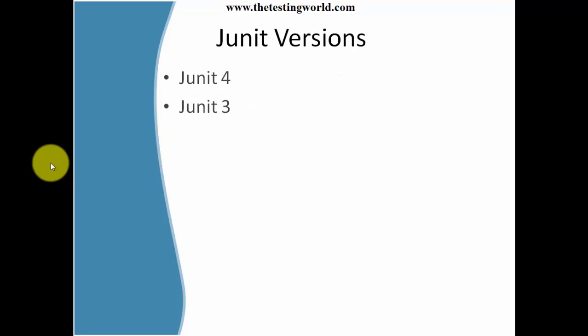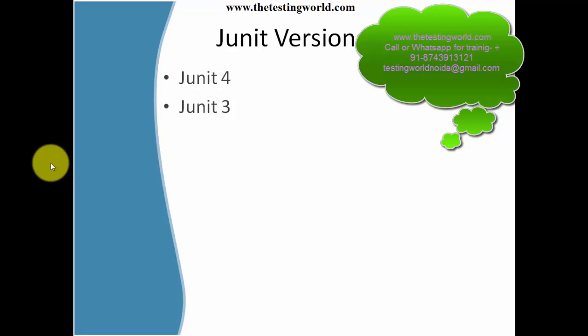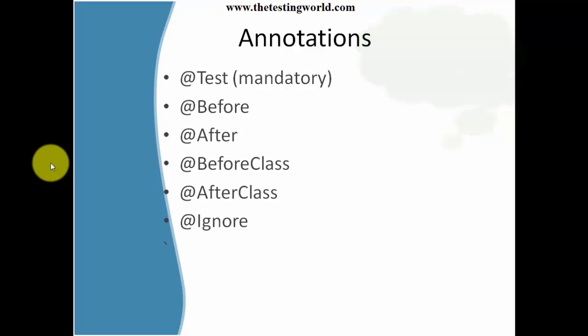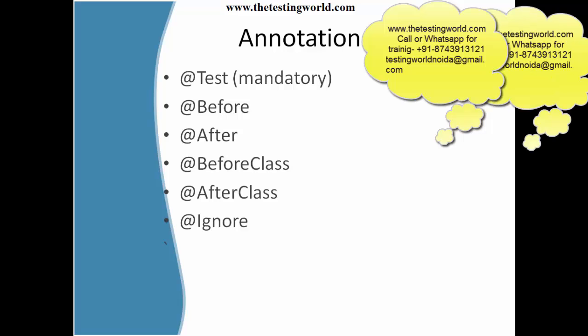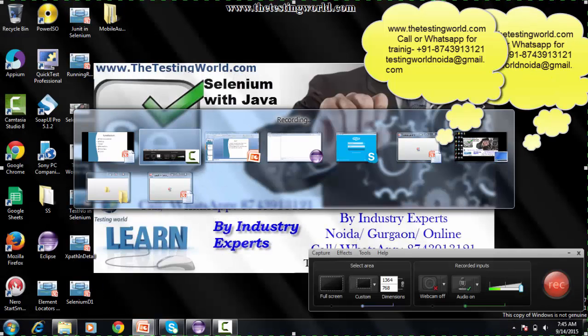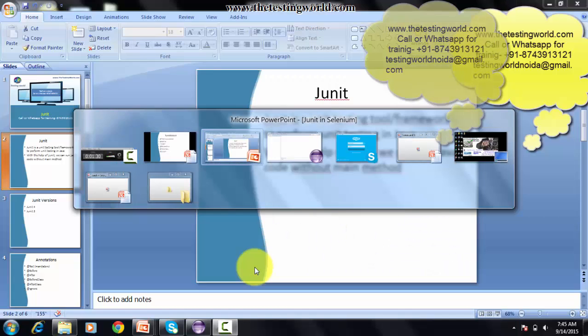We have two different versions available for JUnit: JUnit 3 and JUnit 4. Because JUnit 4 is the latest version, we are going to cover JUnit 4. But in the later part of the session, we will see some differences between JUnit 3 and JUnit 4. JUnit depends on some annotations. What an annotation is, we'll cover later, but we have multiple annotations like test, before class, after class, and ignore. So moving to my Eclipse, I'll start some coding.